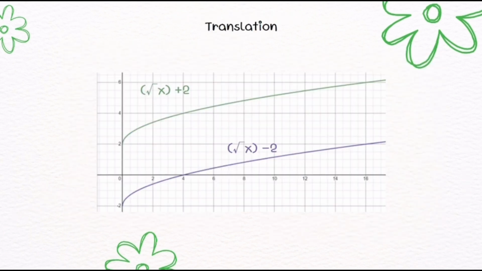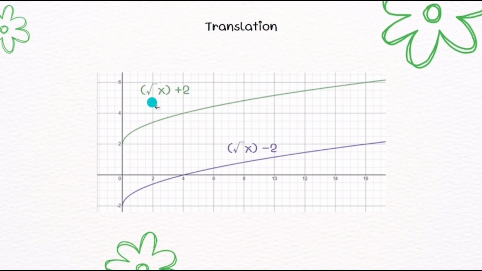The next transformation we will be looking at is the translation. The movement of the graphs is determined by the numbers. Since the number doesn't interfere with the x, the graph will either move up or down from its original position. This number also represents the total number of units we have to move from the original position.